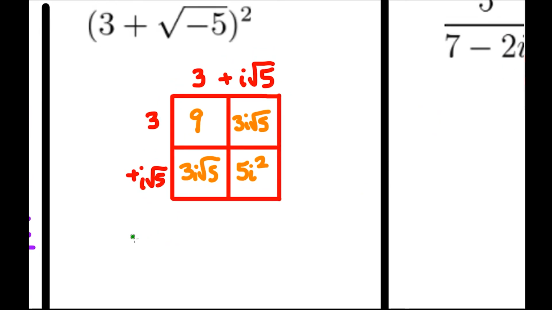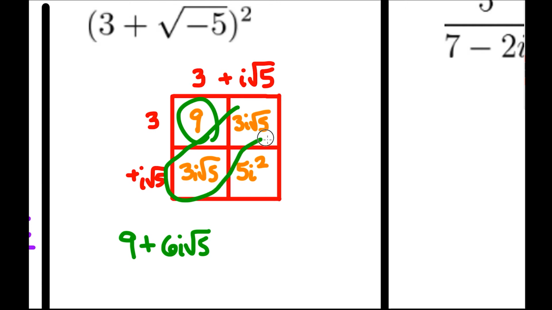Okay, so it's going to be 9 plus 6i root 5. So I'm adding these two up here to get the 6i root 5. And then I'm adding 5i squared, which is really just negative 5. So I'm going to put a negative 5 in there. Your final answer should be 4 plus 6i root 5.